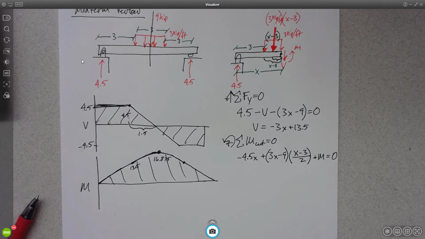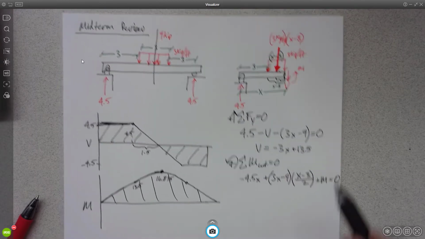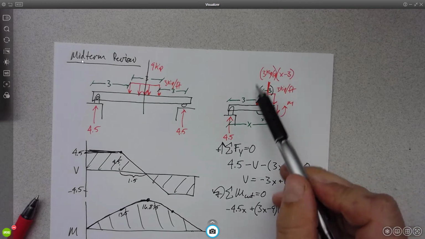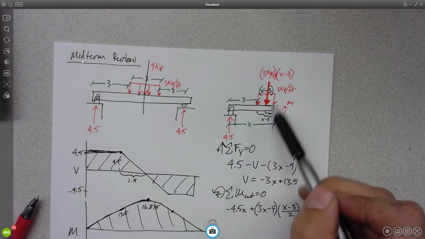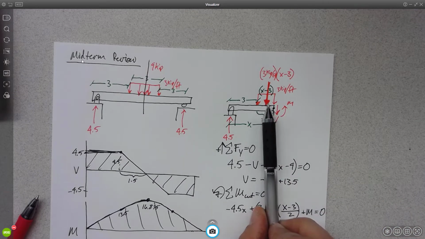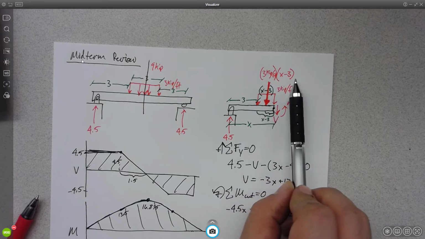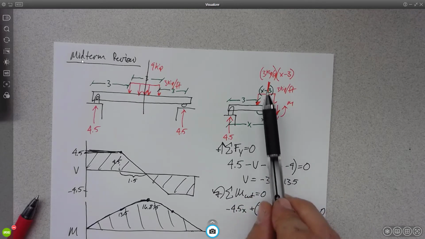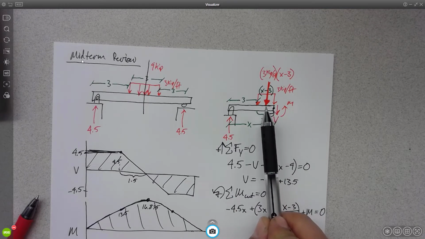This looks kind of ugly, huh? But what I just want to drive home here is when you have a distributed load and you're cutting in that region, you need to make sure that you put the resultant. I find it best to write the magnitude of the resultant above it. And then you need to remember that that resultant doesn't happen right at the cut. It happens in the middle of the distributed load. Okay?